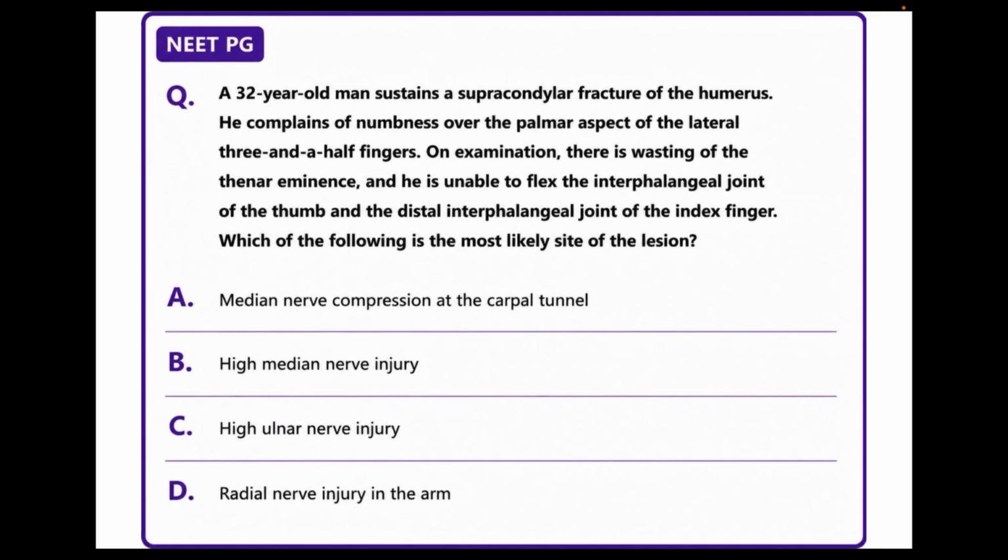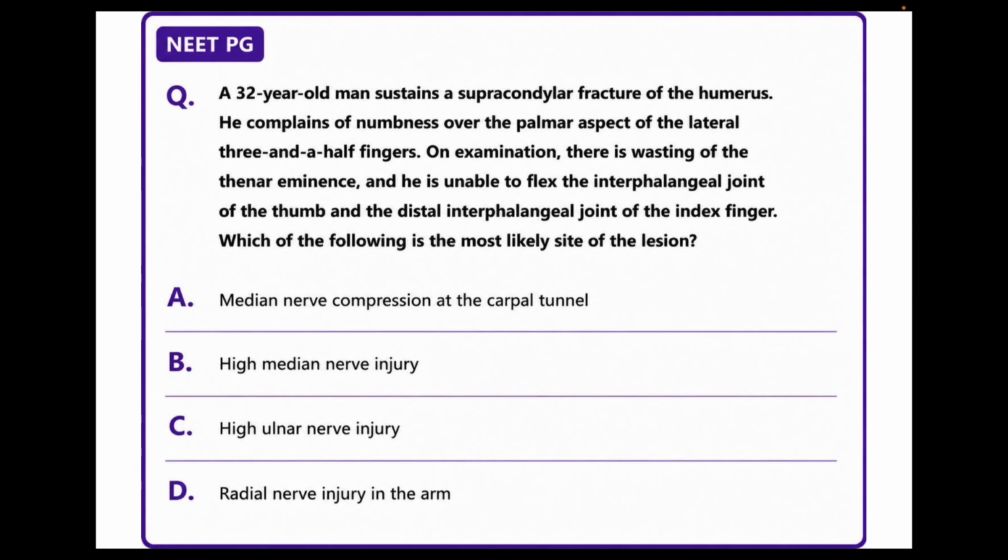A 32-year-old man sustains a supracondylar fracture of the humerus. Okay, he complains of numbness over the palmar aspect of the lateral 3.5 fingers. On examination, there is wasting of thenar eminence, and he is unable to flex the interphalangeal joint of the thumb and the distal interphalangeal joint of the index finger. So, which of the following is the most likely site of the lesion?